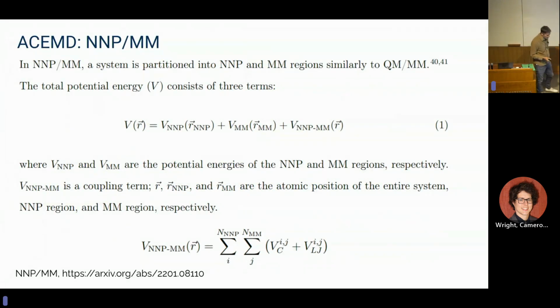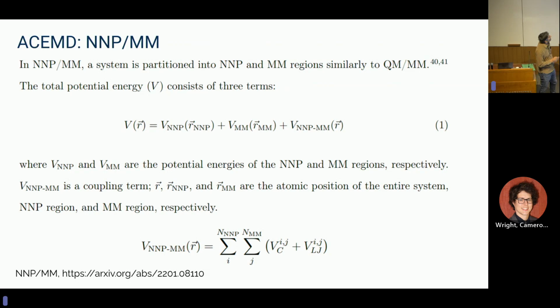Another thing that we wanted to do is to be practical. In a force field you have maybe some hundreds of parameters. In a machine learning potential, you have maybe hundreds of thousands or millions of parameters. So it's impossible to match the speed. You cannot have a machine learning potential which is as fast as normal molecular mechanics. But one thing that we can do is to borrow from QM/MM and do a neural network potential/MM kind of thing.